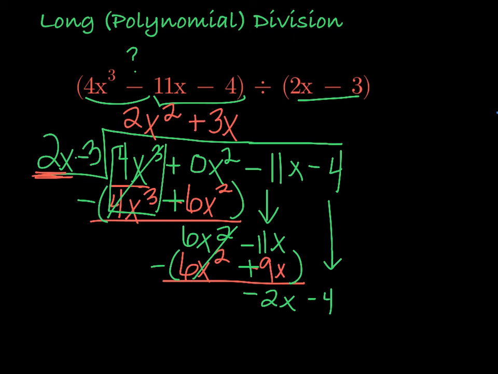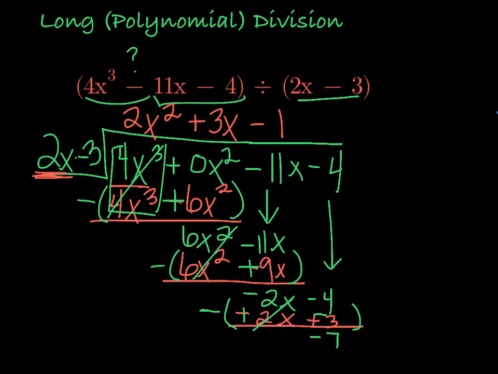So 2x times what gives me negative 2x? We'll have a negative 1. So negative 1 times 2x is negative 2x. And then negative 1 times negative 3 is a positive 3. Then we'll need to subtract. But this time, if you notice, this will become positive, and this will become negative, so we'll have negative 7, and that's as far as we can go.